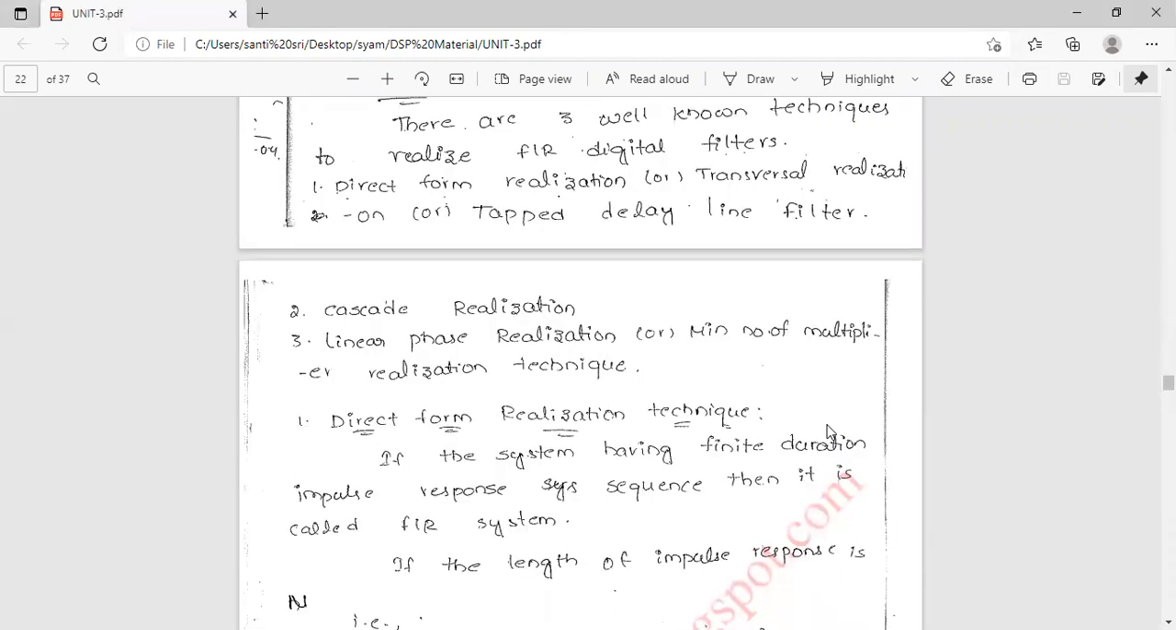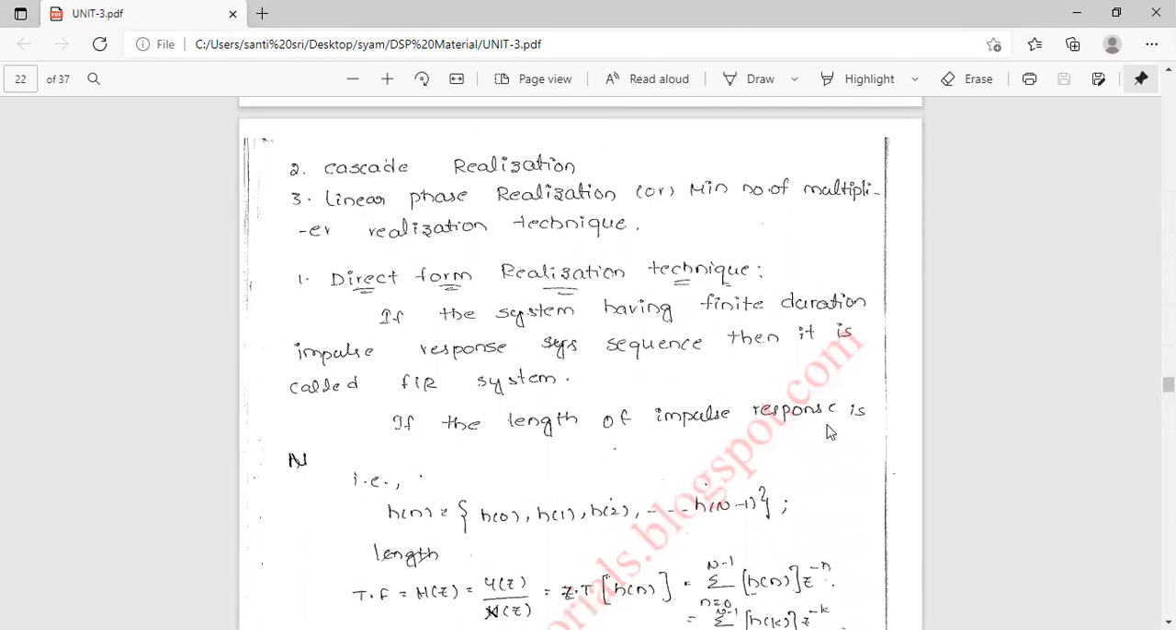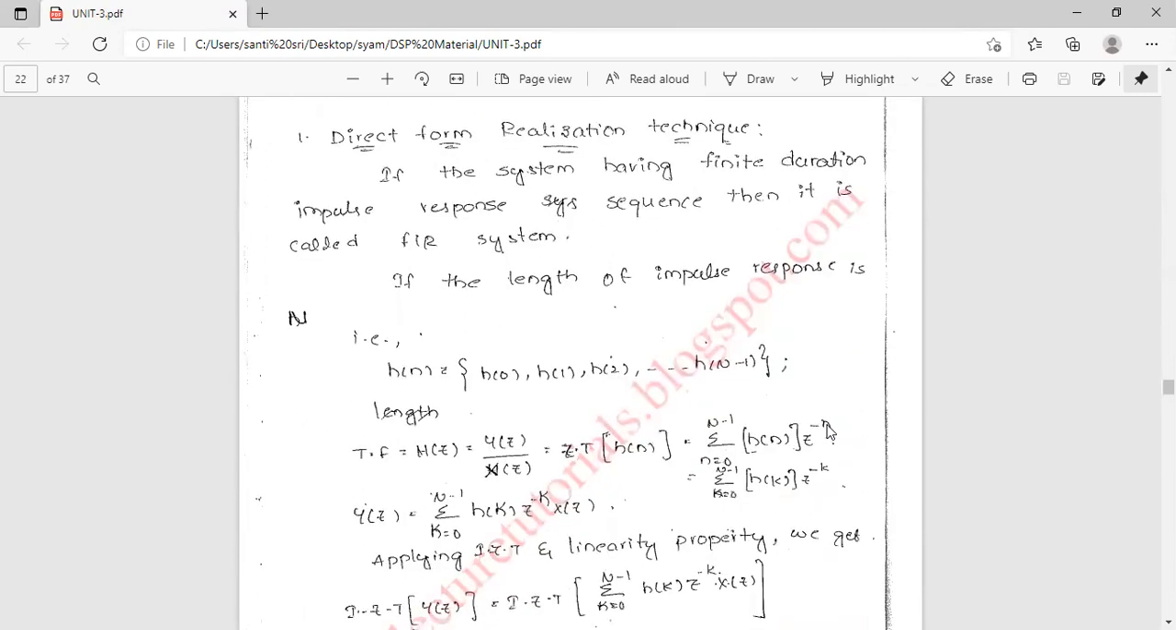Transversal realization or tap delay filter. If the system has a finite duration impulse response sequence, then it is called an FIR system. If the length of the impulse response is n, then h of n equals h of 0, h of 1, h of 2 up to h of n minus 1. The transfer function of h of n is nothing but h of z, so h of z equals y of z by x of z. Now we are taking the z transform of h of n, which is h of z.